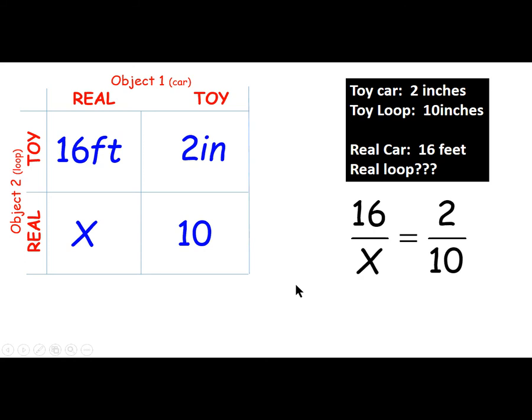So basically it becomes this equation. And if you haven't solved that, you should easily be able to do it. 2 times x is 2x. 16 times 10 is 160. We're just going to divide by 2 and get the height of that loop, which was 80 feet.